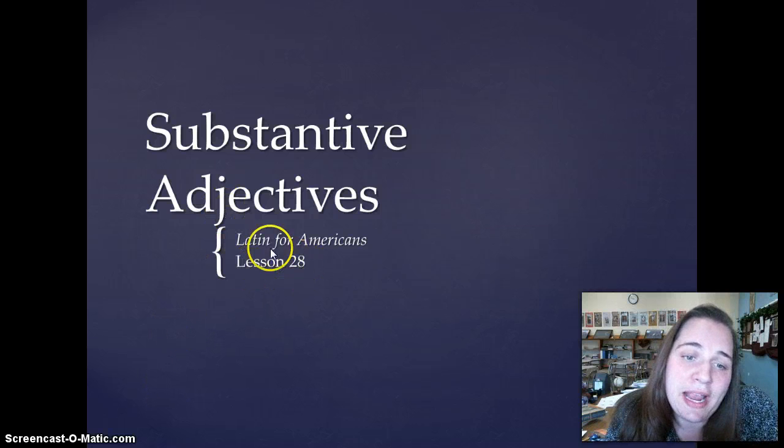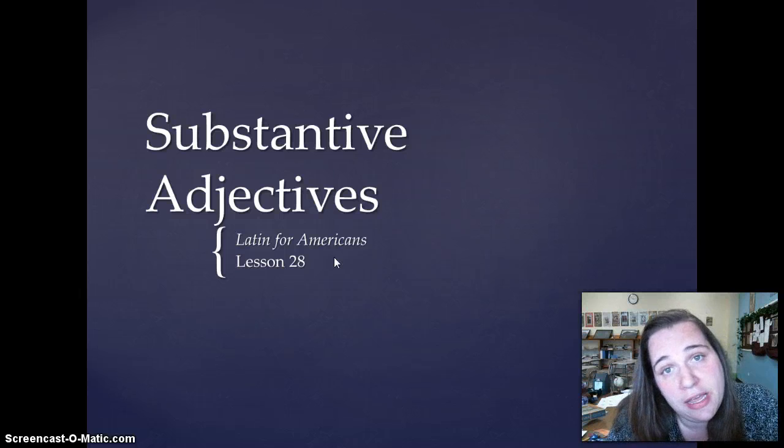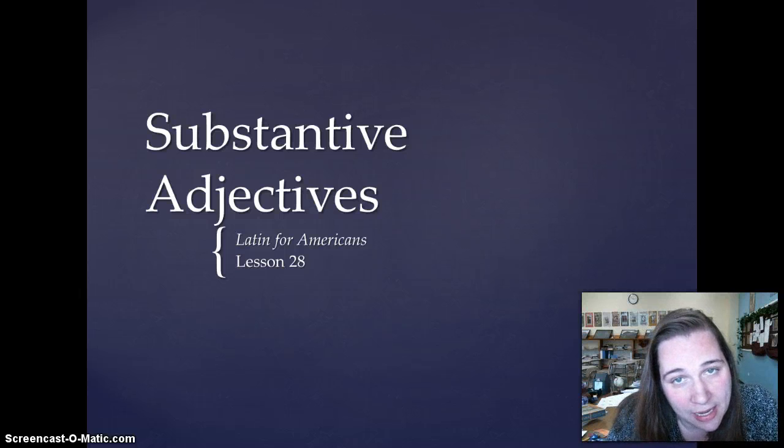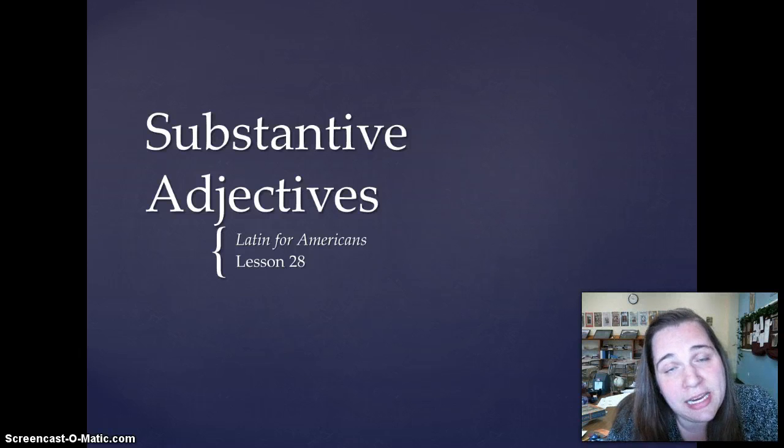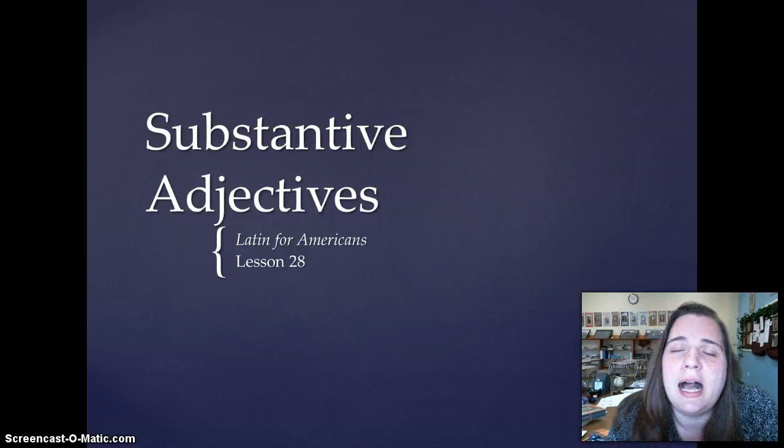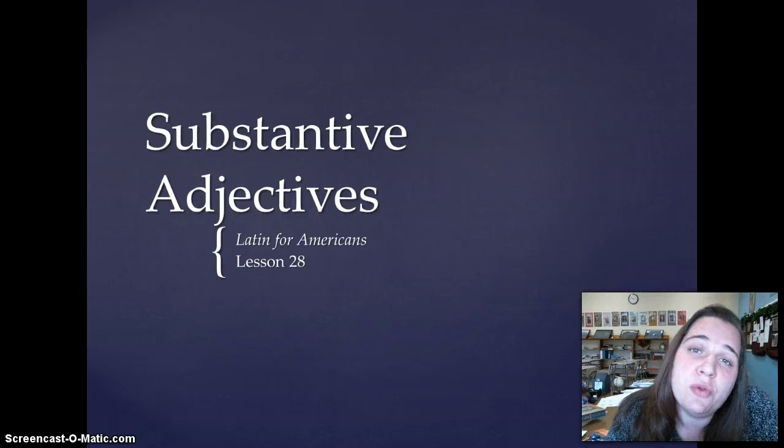This is lesson 28 in your Latin for Americans textbook. This is not a particularly long lesson, and in fact you have no new forms to learn. We're going to review the first and second declension endings as part of this lesson, but you just need to know a new way that an adjective can work.